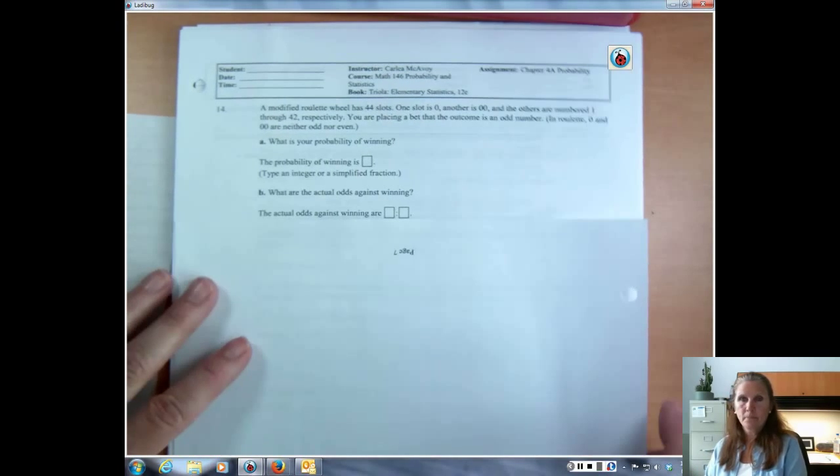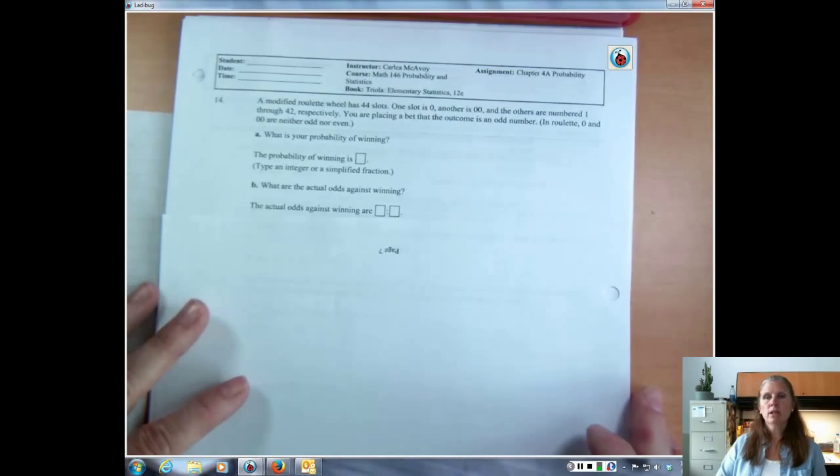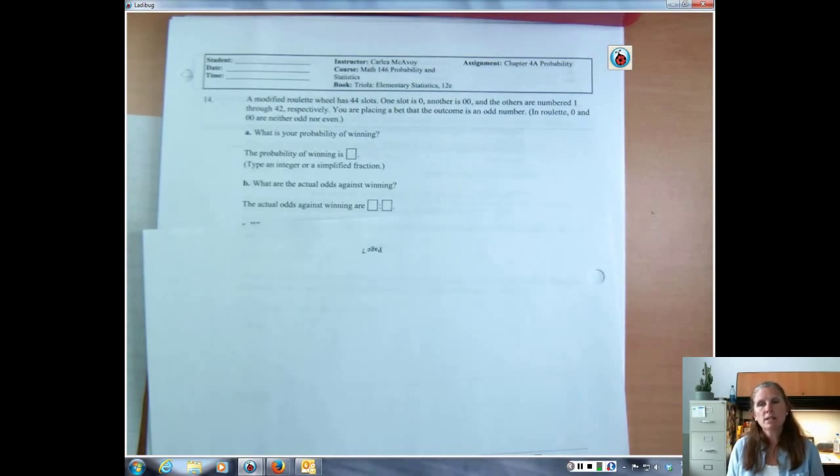Okay. A modified roulette wheel has 44 slots. One slot is 0 and another is 00, and the others are numbered 1 through 42 respectively. You are placing a bet that the outcome is an odd number. 0 and 00 are neither odd nor even. What is your probability of winning? So there's 44 slots.